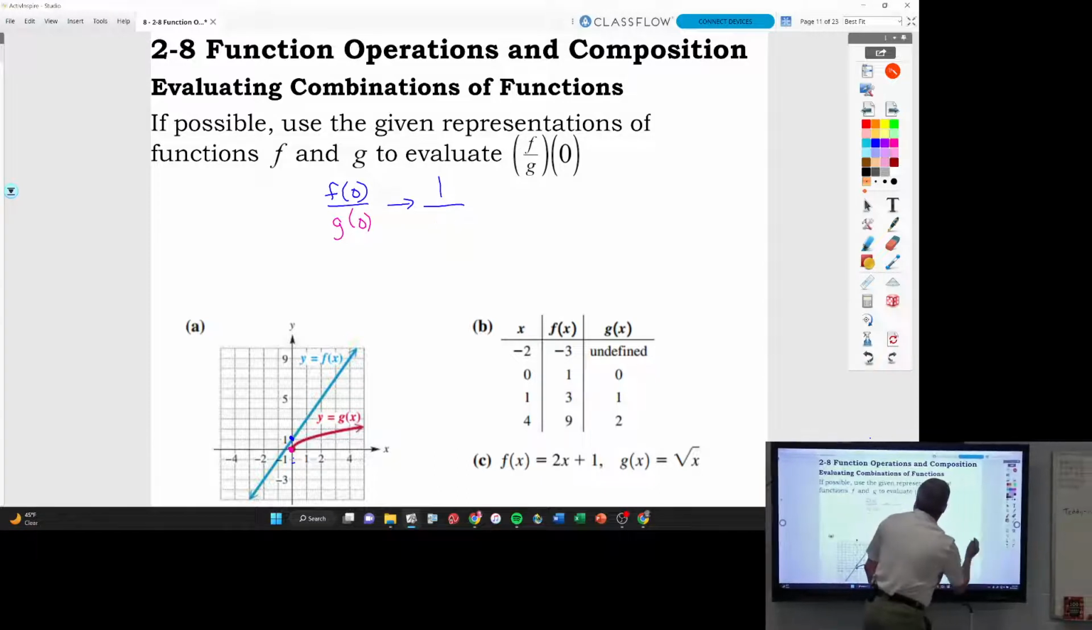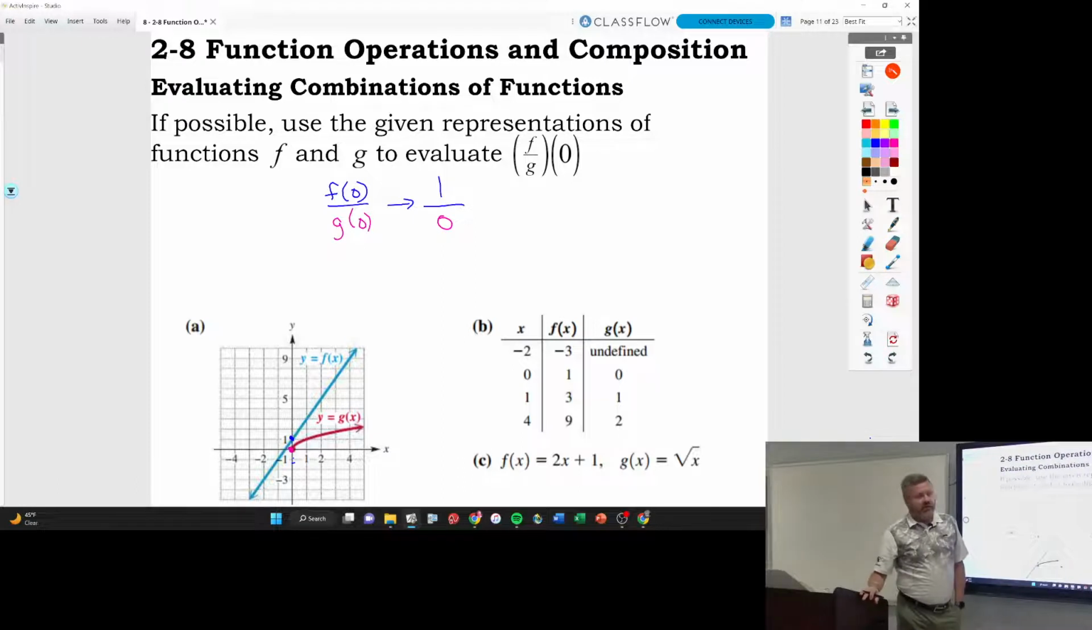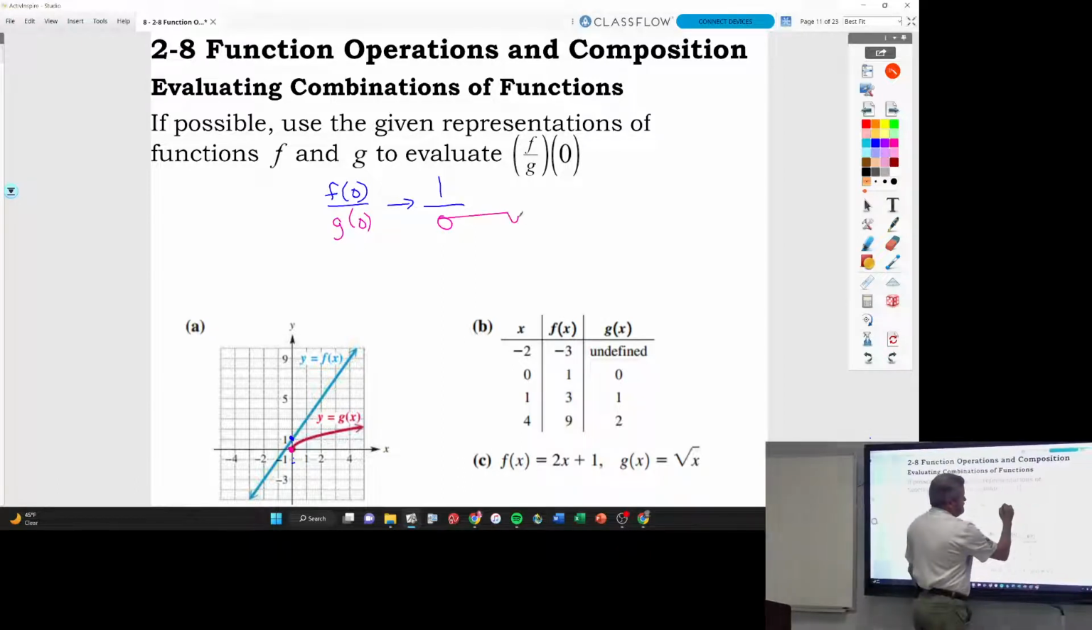A little glitchy on the board there. Sorry about that. And we can't divide by 0. So because we can't divide by 0, this is undefined.